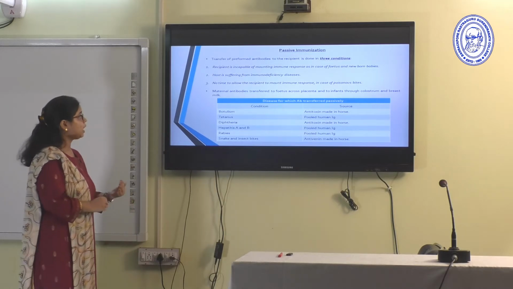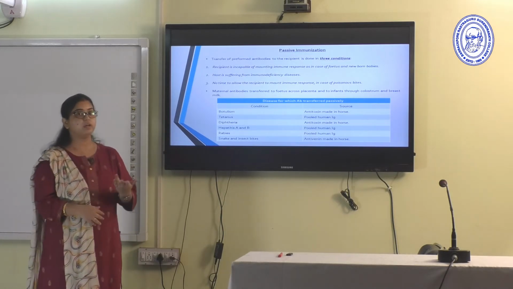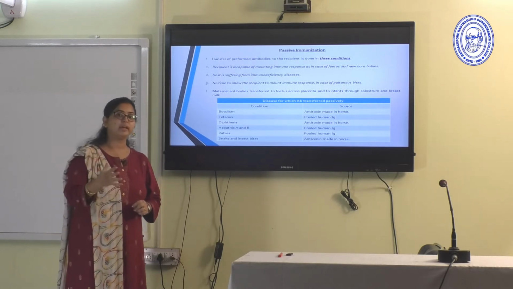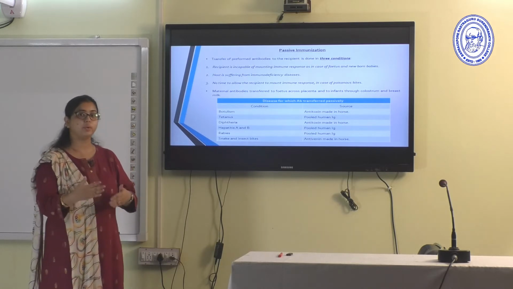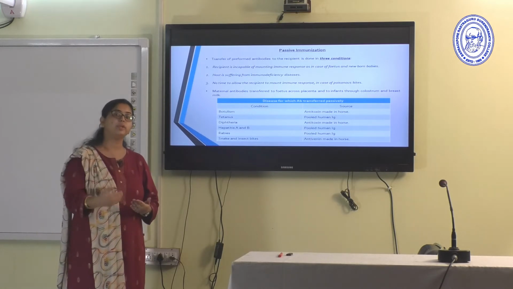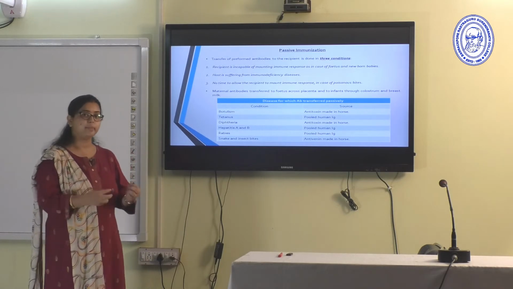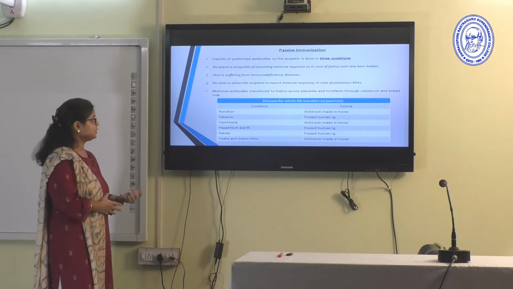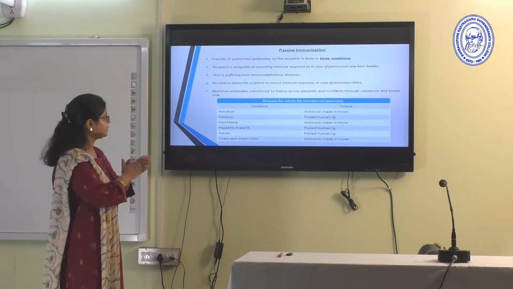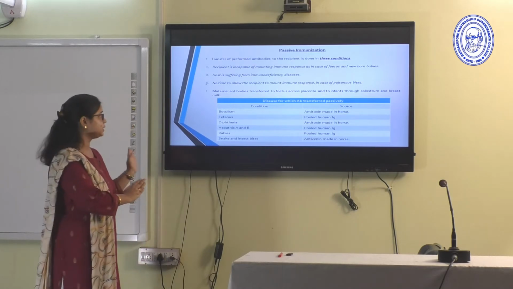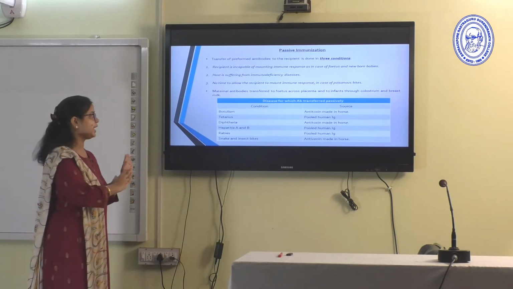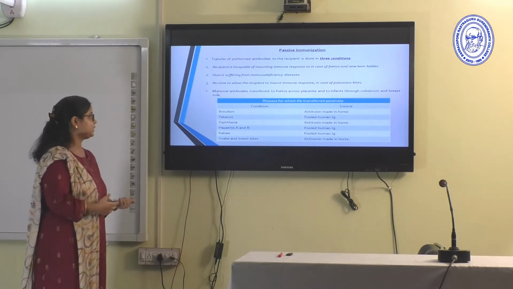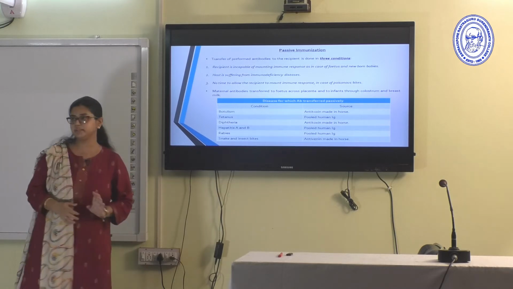The third condition is when there is no time to allow the recipient to mount the immune response, as I have already told, like snake bite or any kind of insect bite. In that case we do not have much time for the body to grow its own antibodies, so ready-made antibodies have to be given immediately. So these are some common diseases where passive immunization or ready-made antibodies are given, like botulism, tetanus, diphtheria, hepatitis A, B, rabies, snake and insect bite.